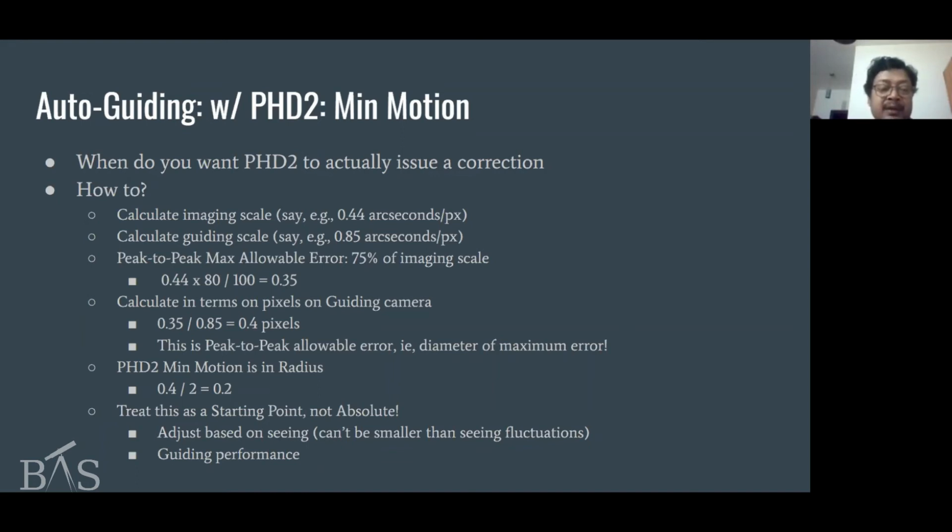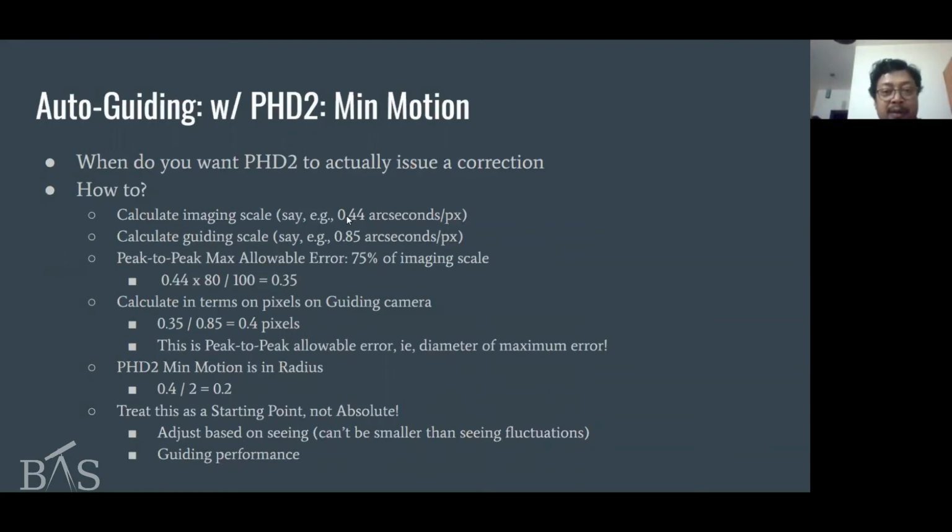So how do you arrive at that? Basically, everything is ultimately on the imaging camera and imaging scale, but the guiding is happening using the guide camera and the guiding scope. But your evaluation, whether your guiding is good or not, is essentially you look at your final image, and from there you say it. So you start by calculating your imaging scale. For example, here it is 0.44. I'm taking all these values as an example here. Okay, don't take this as truth.